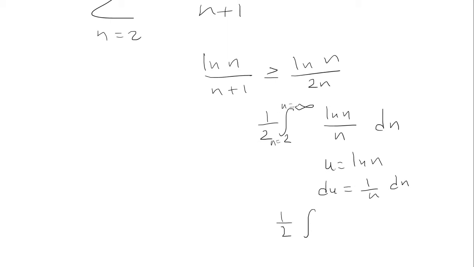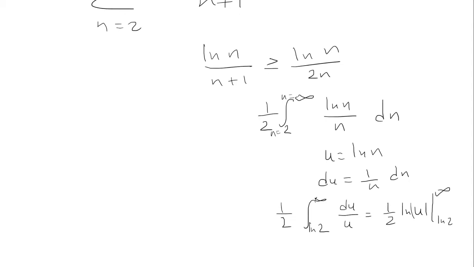So we would have to plug it into the u equation here. So when n is 2, u is ln of 2. When n approaches infinity, u also approaches infinity. So then we'll just have du over u inside, which would just be ln of u. And here we don't need the absolute value, but actually we should use the absolute value because ln of 2 is negative. So we'll go from ln of 2 to infinity.